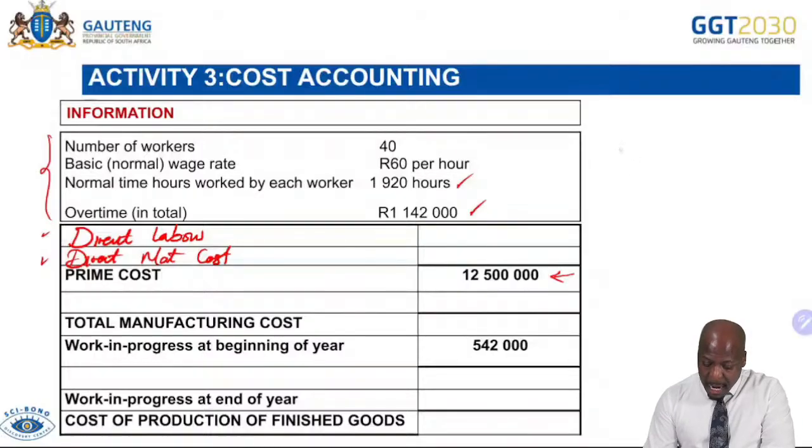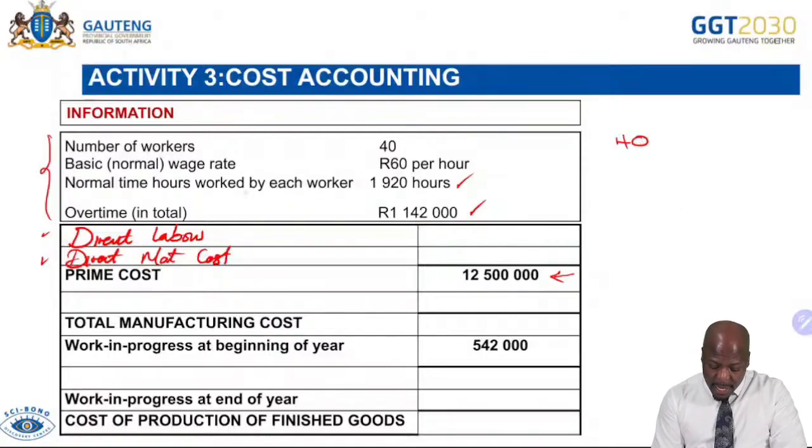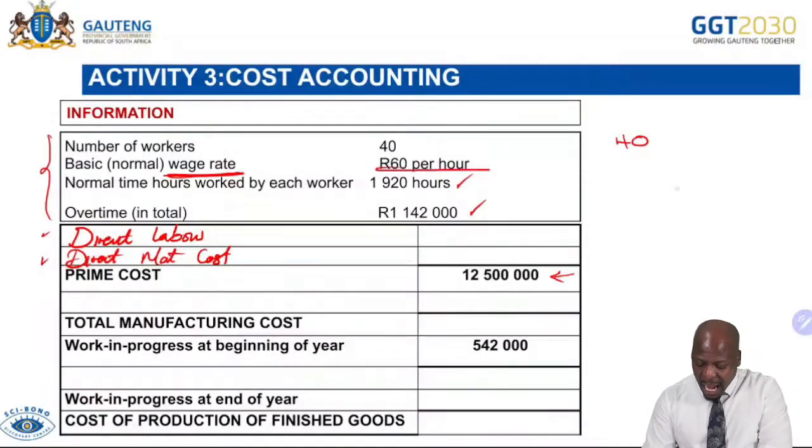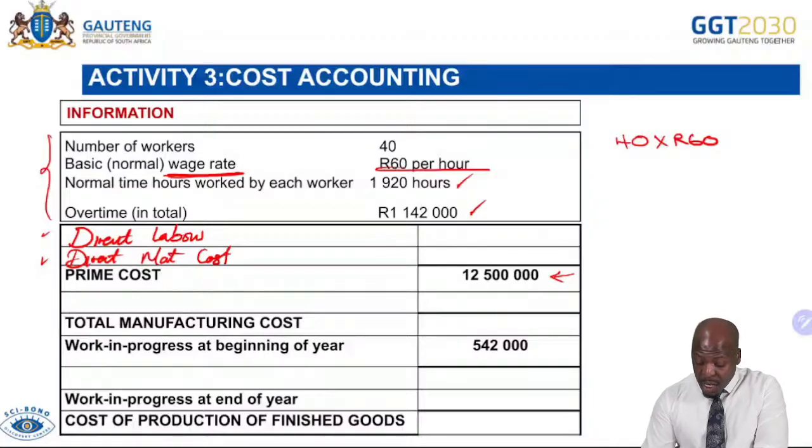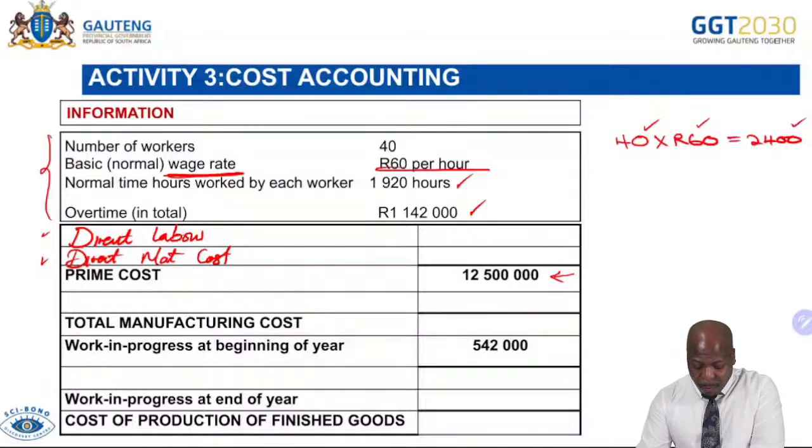We will now say the number of employees is 40. Then we multiply this by the normal wage rate, which is 60 Rand per hour. So it's going to be 40 multiplied by 60. I need calculators now. I told you I'm going to be asking for figures. Okay, punch in. If you say 40 multiplied by 60, how much do you get? You get your 2,400.